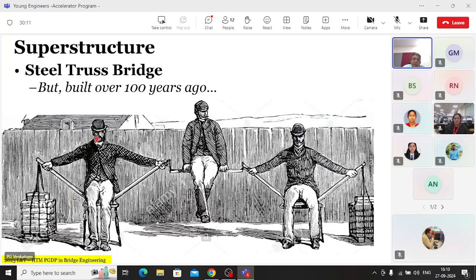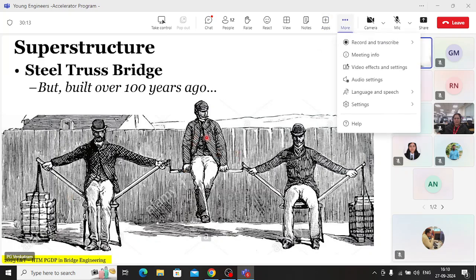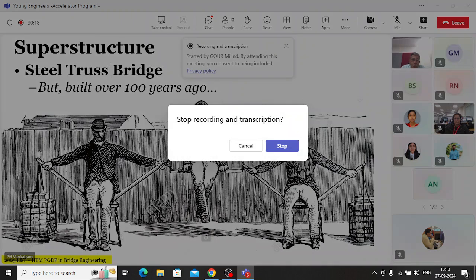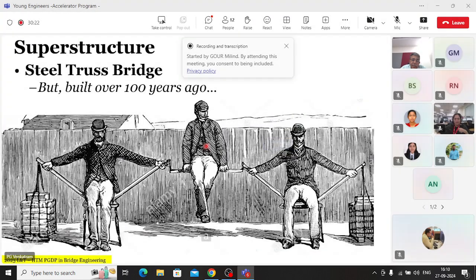Somebody answered the weight on the span. Yes, that's one part. What else? Is that all? To an extent, it also depends upon the span.